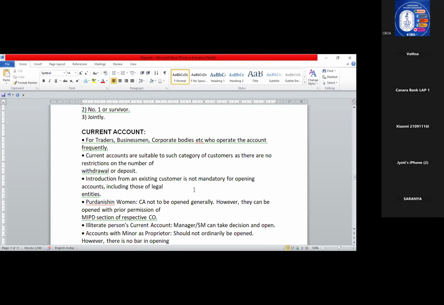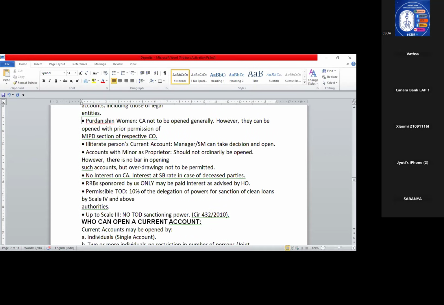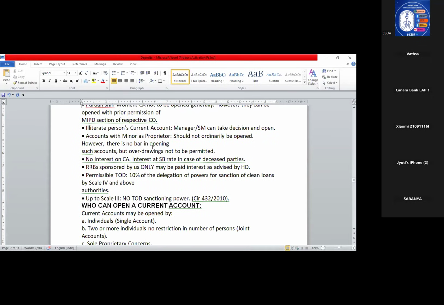Introduction from an existing customer is not mandatory because we are going by the KYC documents. Muslim women, Pardanashin women, they cannot open in general the current account. We have to take the permission from CO. Illiterate person cannot open a current account. Okay. Accounts with minor as proprietor, we cannot open because if the business cannot be done in the minor's name, then overdrawings cannot be permitted. There are a lot of restrictions if the minor is going to be the proprietor. So in normal cases, we don't open the minor as a proprietor.